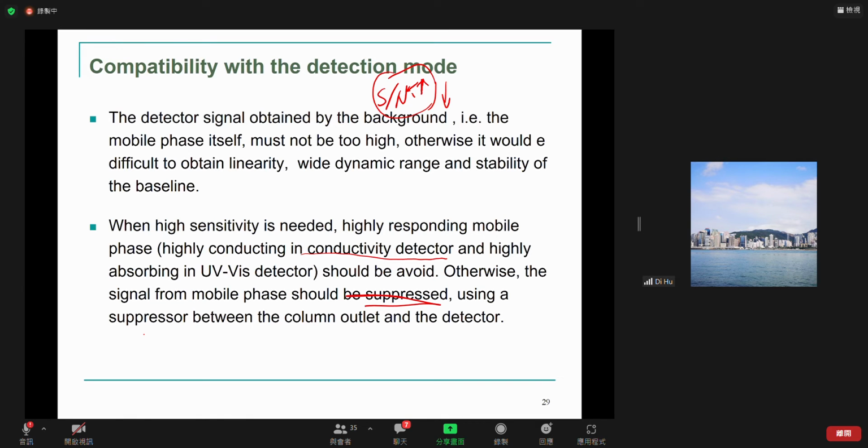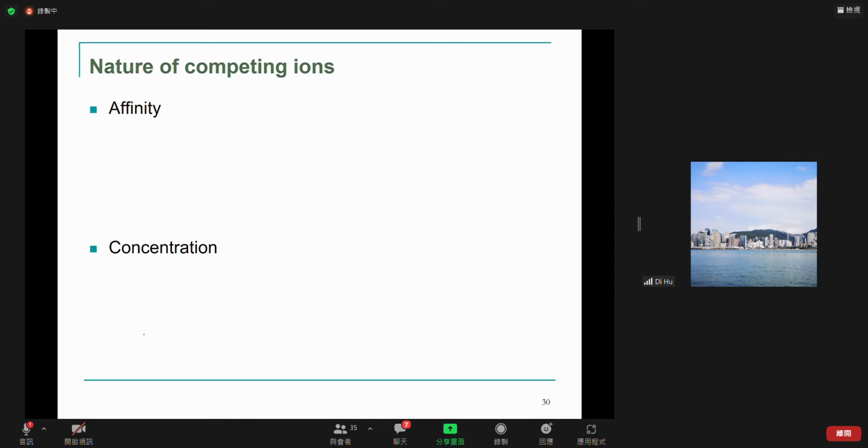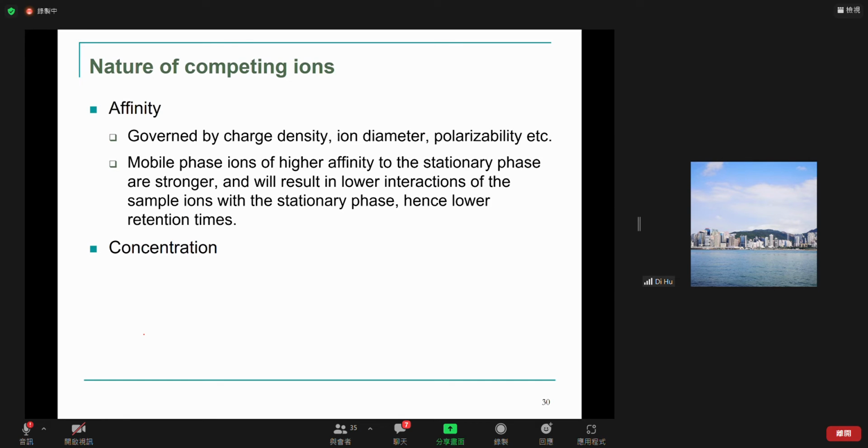Okay, and how about the nature of the competing ion? When you talk about the competing ion, it's similar to what we think about the sample ion as well, right? So we also think about affinity, and affinity is also governed by the charge density. The charge density involves the charge, the radius, and also the polarizability. Mobile phase ions of high affinity to the stationary phase are considered stronger and will result in lower interactions of the sample ions.